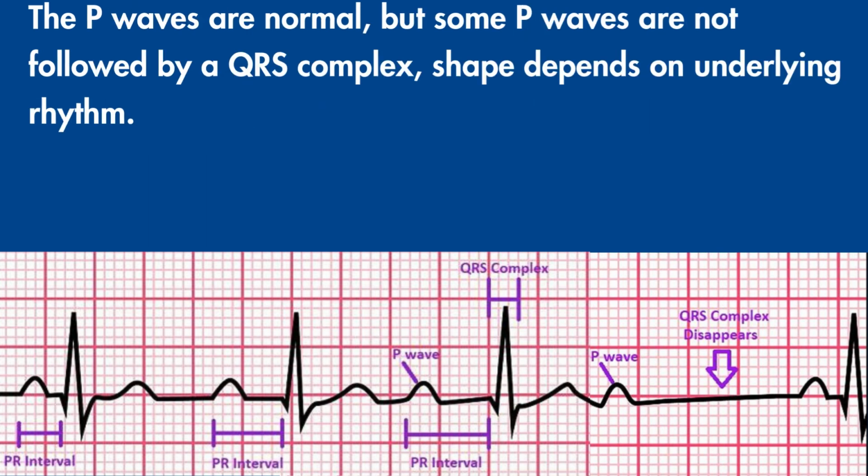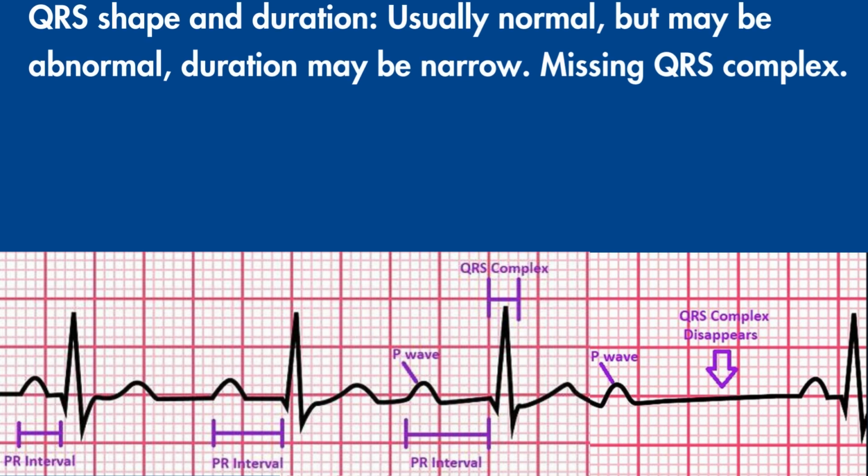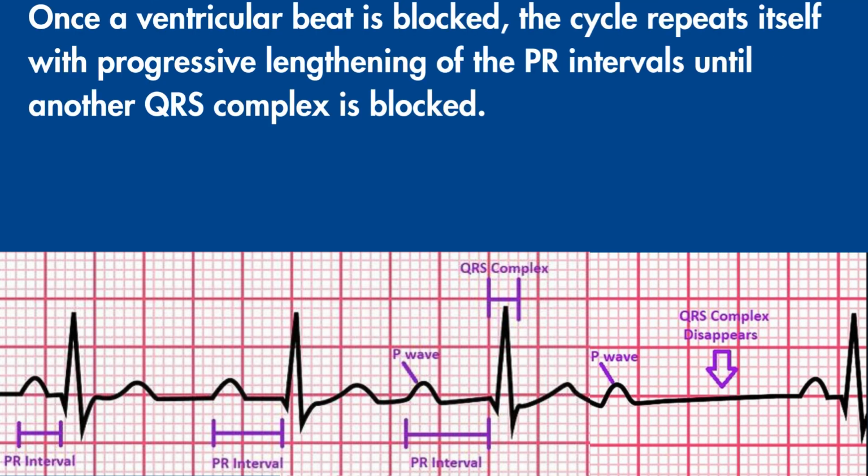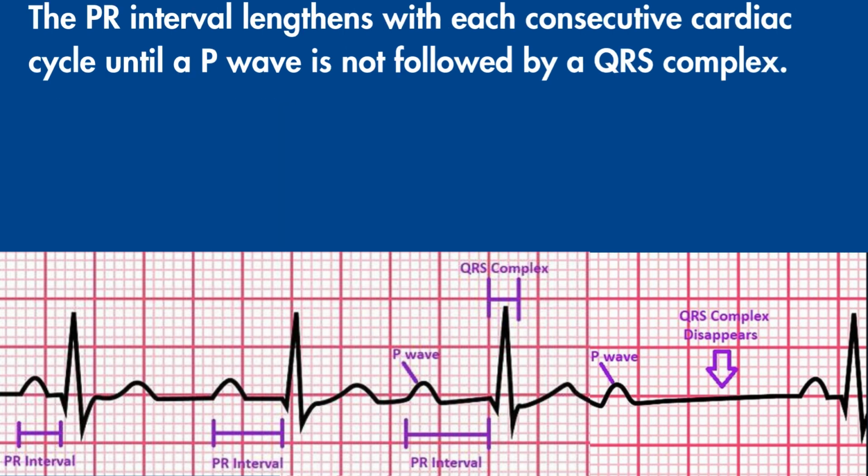The P waves are normal, but some P waves are not followed by a QRS complex. Shape depends on underlying rhythm. QRS shape and duration is usually normal but may be abnormal. Duration may be narrow. Sometimes we may see a missing QRS complex. Once a ventricular beat is blocked, the cycle repeats itself with progressive lengthening of the PR intervals until another QRS complex is blocked. The PR interval lengthens with each consecutive cardiac cycle until the P wave is not followed by a QRS complex. The pattern of progressively longer PR intervals and dropped QRS repeats itself.